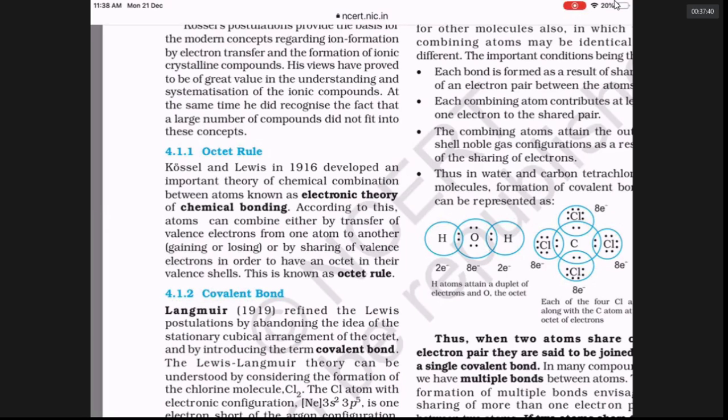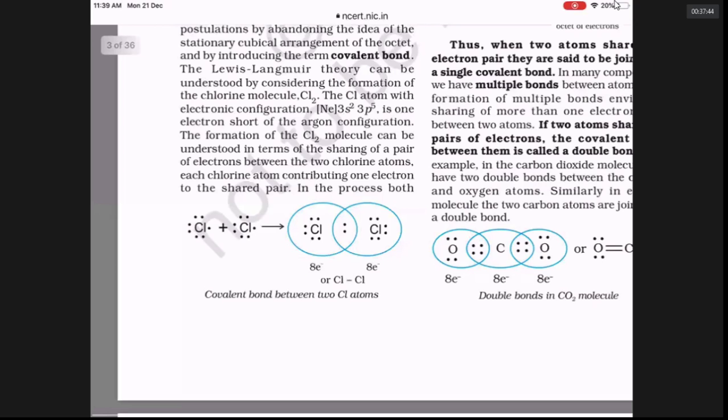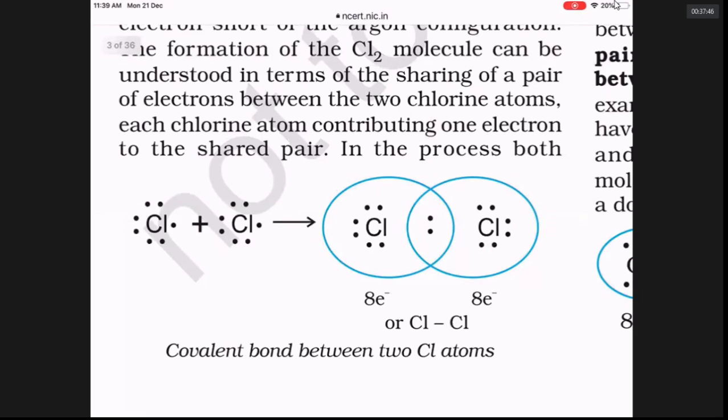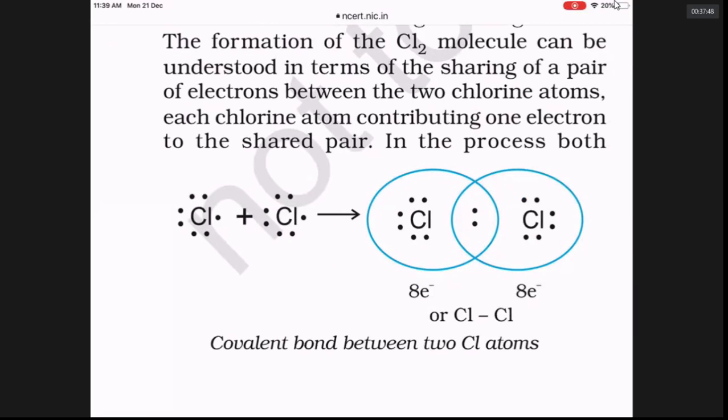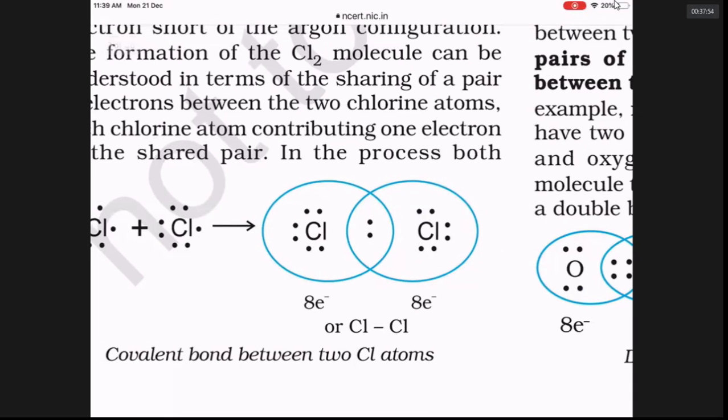The covalent bond was explained by Langmuir. If you look at Cl, Cl has 7 electrons where 1 electron is not paired. When two Cl atoms share the unpaired electron, they make a pair, called a bonding electron pair. Both Cl atoms get an octet. The bond is represented by a hyphen. Look here.